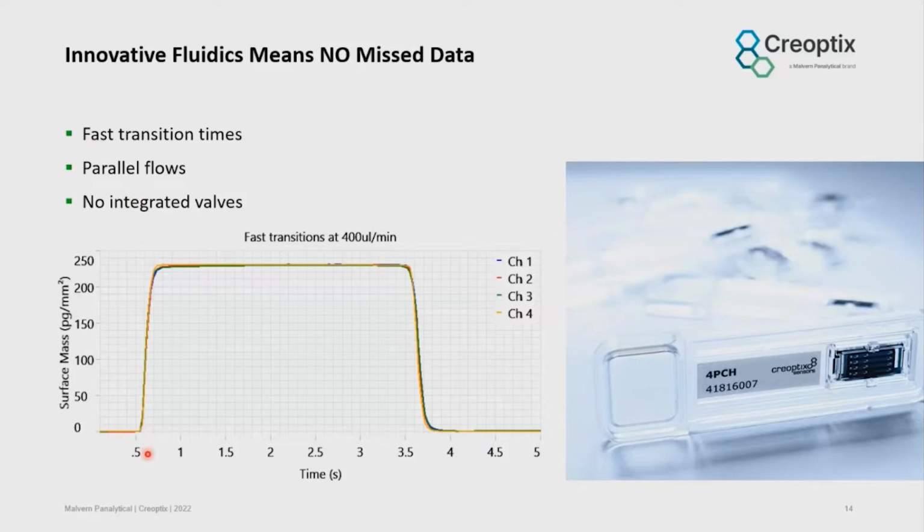On this graph, what we're showing is a very fast transition time at 400 microliters per minute. Here we have a very steady baseline, and then we immediately come to the association phase. We do this through a very clever way of sample preparation. And in the next slide, I'll show you a video of how our fluidics work.